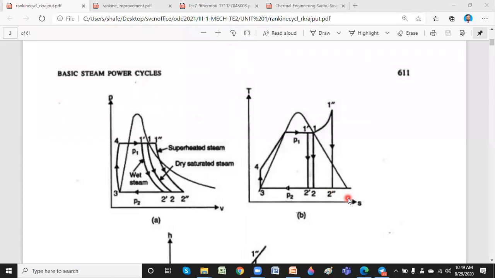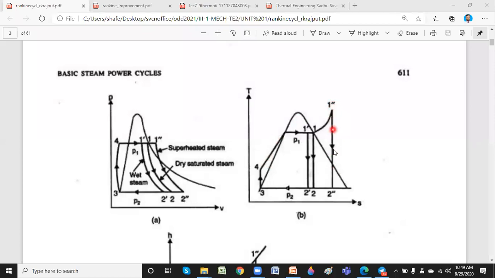Hope you have understood the first model where our expansion or cycle is 1 double dash, 2 double dash, 3, 4, and 1 double dash. Obviously this is the very good cycle because the steam is always coming at superheated condition and expands to the wet, and after that it condenses back up to 3, and 3 to 4 is pump work, 4 to 1 dash is heat supply. So this is how it normally goes.